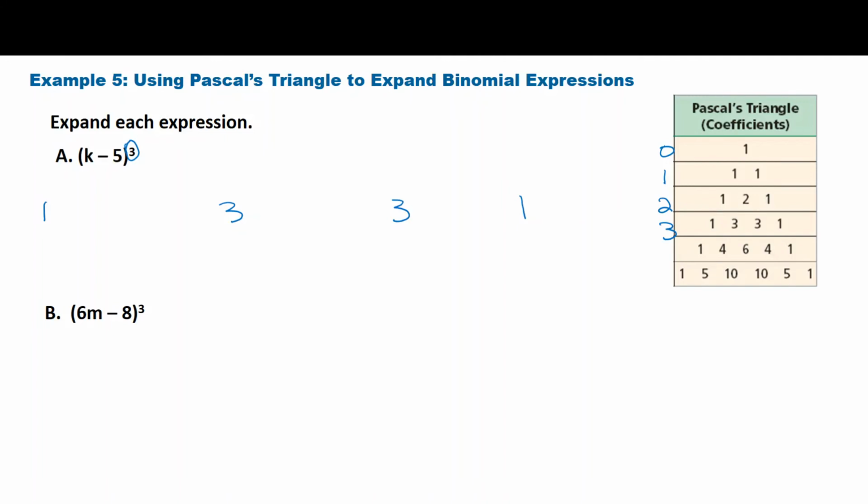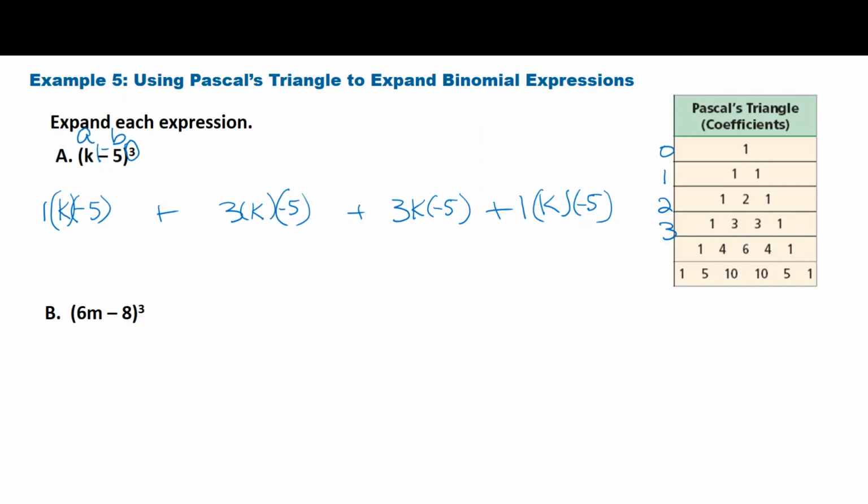All right, so our k is a, and negative 5 is going to be our b. So let's go ahead and write k and negative 5 in each place. K, negative 5. K, negative 5. K, negative 5. And k times negative 5. All right, I'm going to put my pluses in here. Now, remember it said that the number of terms should be 3 plus 1, which is 4. So we do indeed have 4 terms.